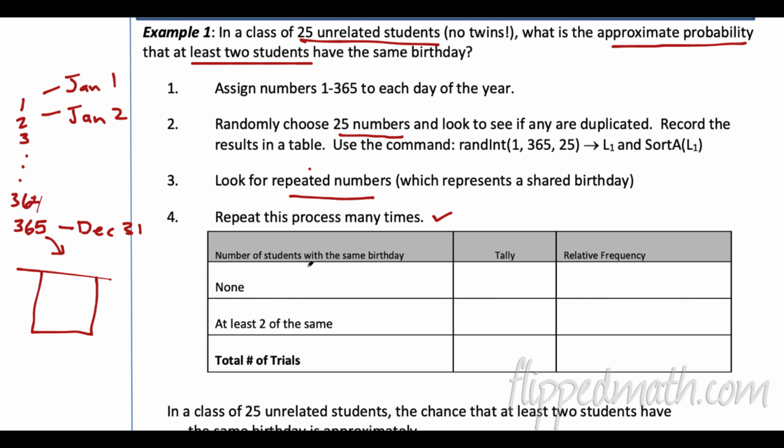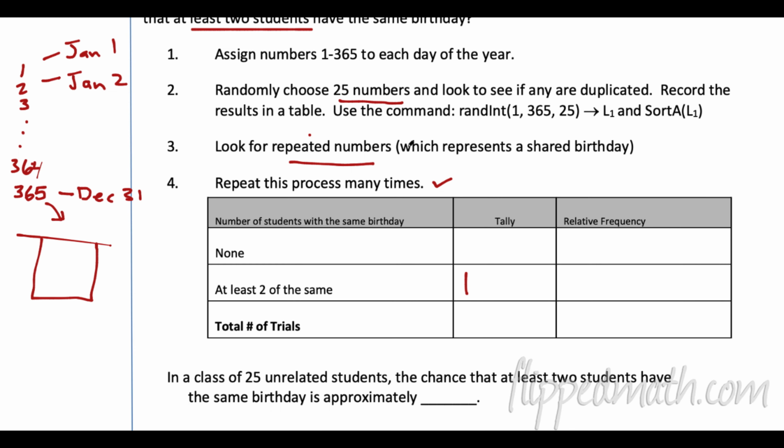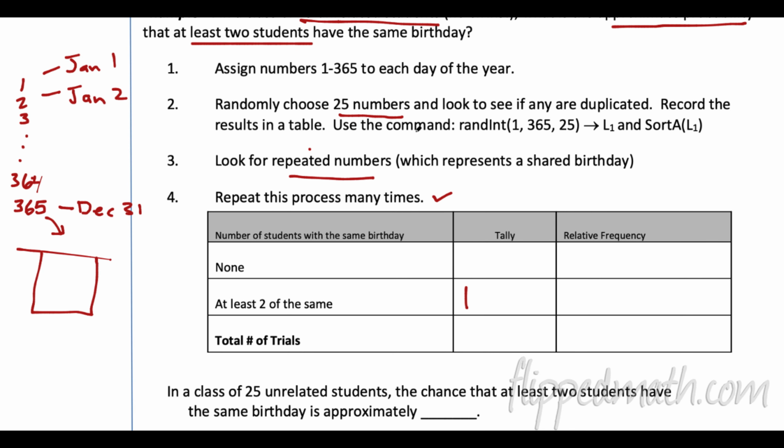That happened. That was one trial. We did it one time. So did we have at least two of the same? I'm going to put a tally mark here. How many times do we have to do this? Well, I said many times. What was I thinking? Let's do this 20 times, okay? 20 times. We're going to do this whole process.